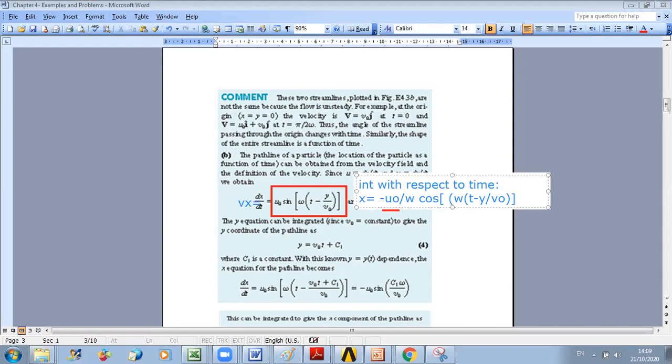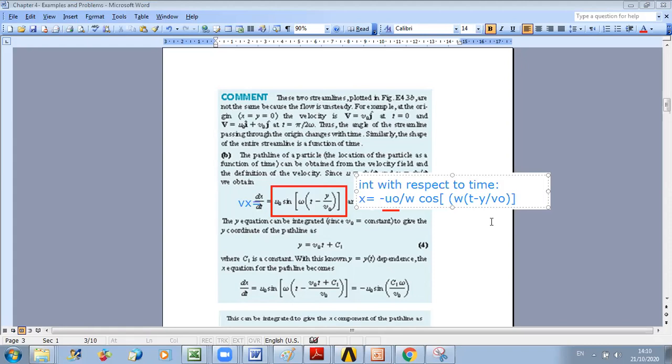Why is what I did not true? Who will tell me? Integrate with respect to y instead? No, because we have y in this equation, and y is a function of time. So what is the first step to do before doing integration here to find x? I should find y with respect to time.